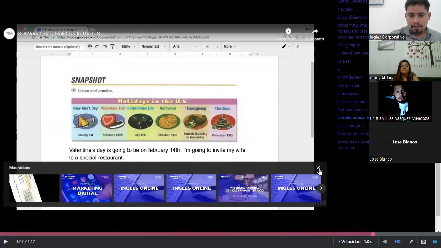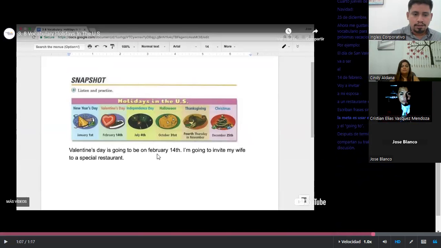Okay, now we're gonna stop there because he already gave the instructions that we're gonna be working on. If you can see here, the example that he is using, Valentine's Day is going to be on February 14. He's including all the topics that we have been studying during this week: the use of going to, and the dates, how we express the dates in English. So let's work on it. Try to, for instance, create a sentence for New Year's Day, Independence Day, Halloween, Thanksgiving, Christmas.